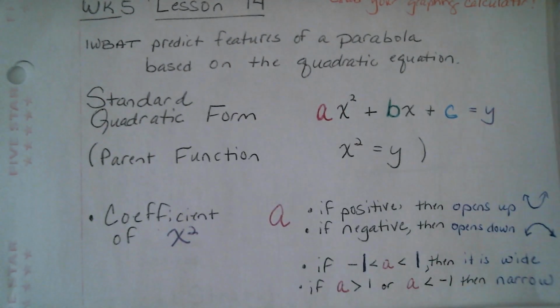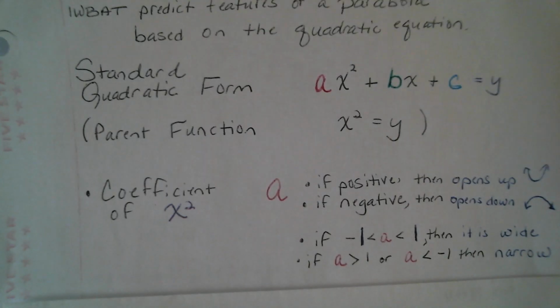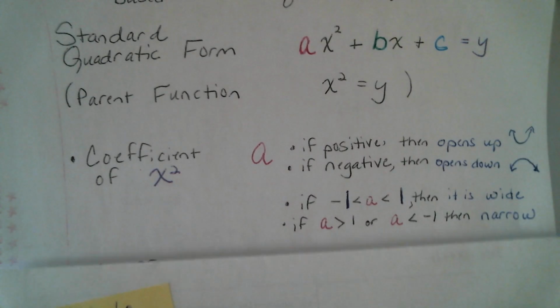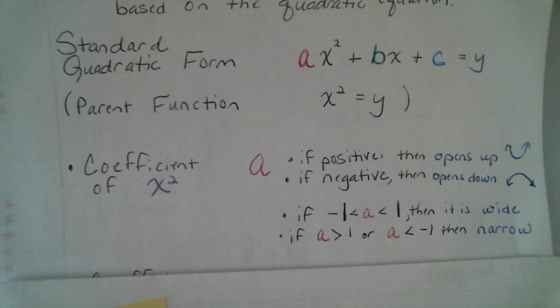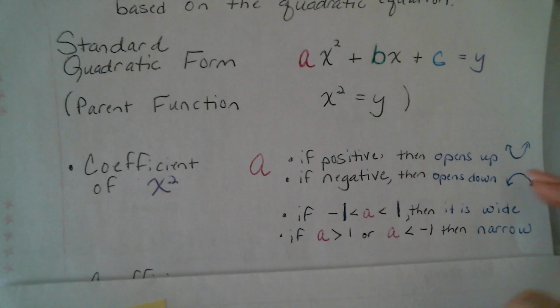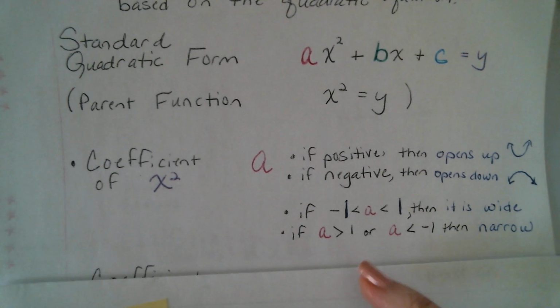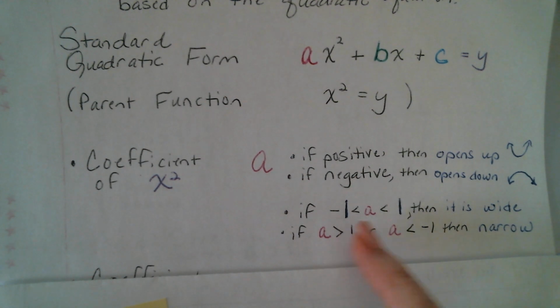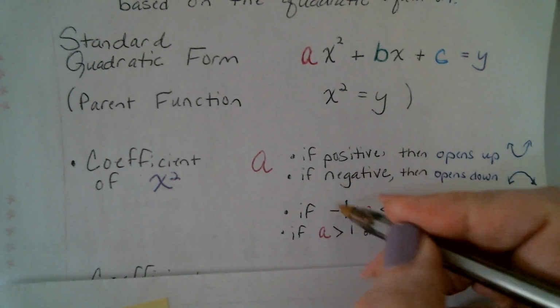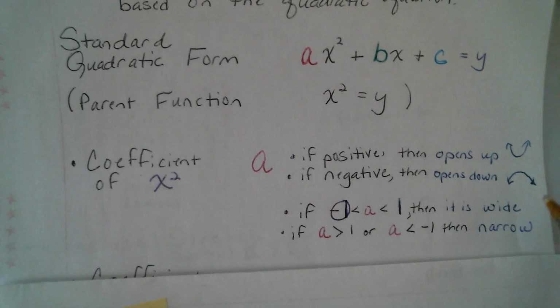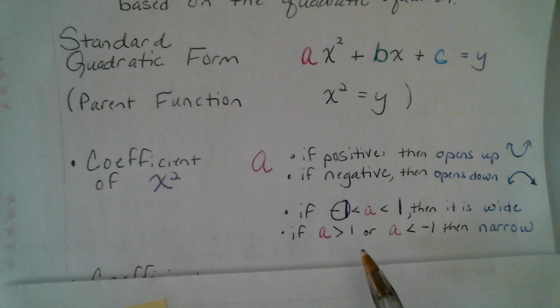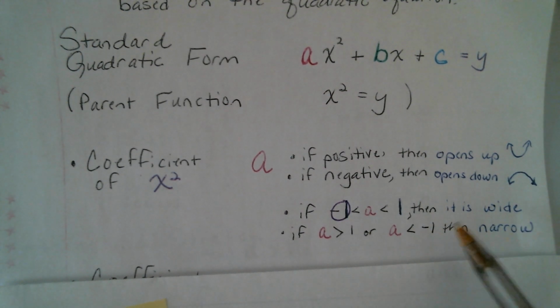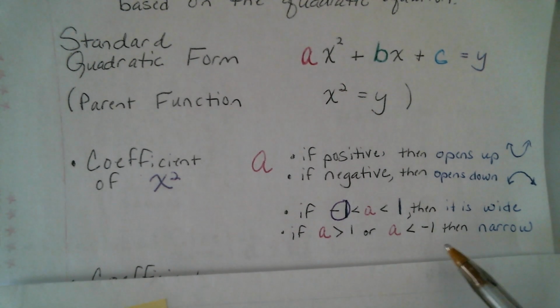So we're going to focus a lot on this lesson about what the coefficient of x squared does to a parabola. We know if it's positive, it opens up or upward, negative opens down. Sometimes we call it concave or convex. We know if it's a fraction between, this actually should be 0, then it's wide. And if it's greater than 1, it's going to be narrow or less than -1, right?